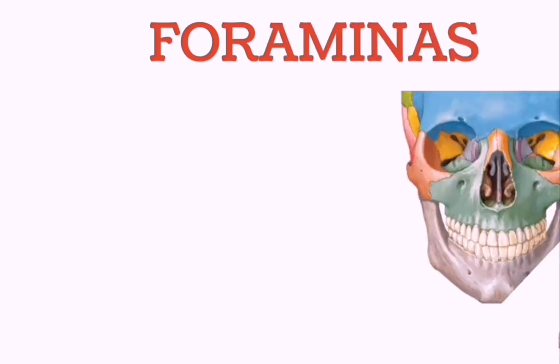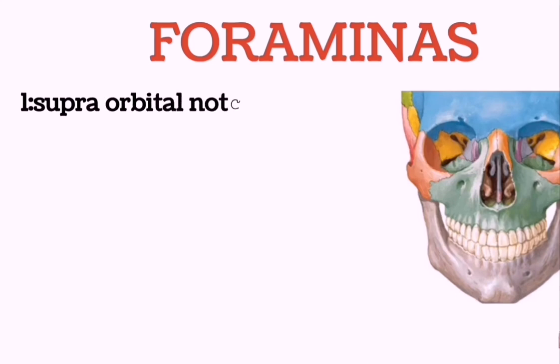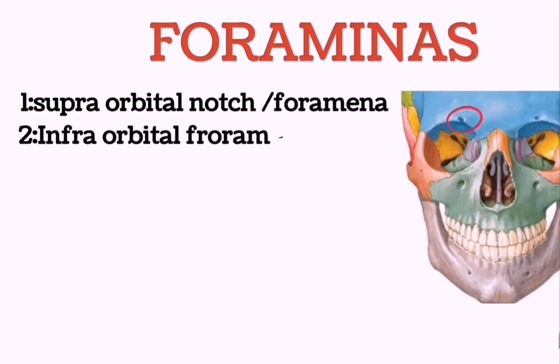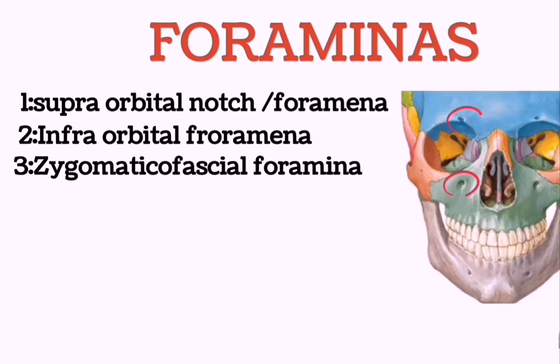So let's talk about the foraminas. The foraminas that are related to the norma frontalis include the supraorbital foramina, which sometimes looks like a notch in the frontal bone. It passes the supraorbital nerve and vessels. The infraorbital foramina is in the maxilla, which passes the infraorbital nerves and vessels.